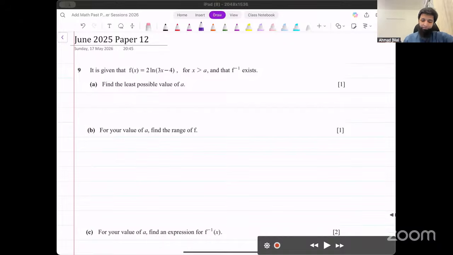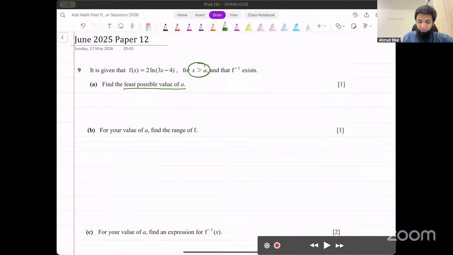Okay, let's go. It's given that this function, 2 ln of 3x minus 4, is defined for x greater than a, and it's given that f inverse exists. All right, now it's a log function. Remember, log function is always a one-to-one function. What's the least possible value of a?